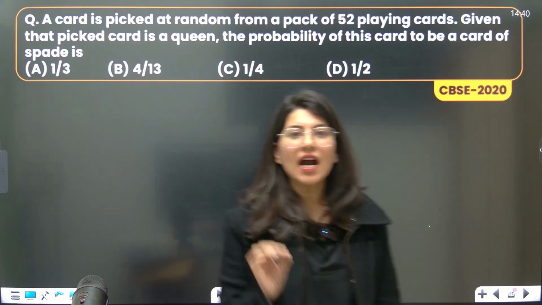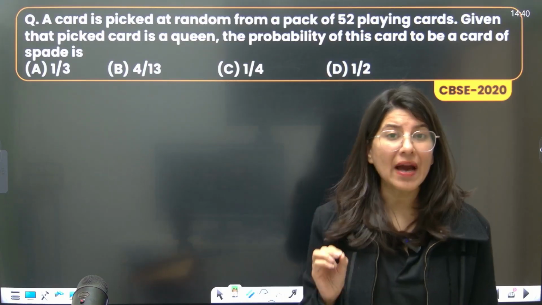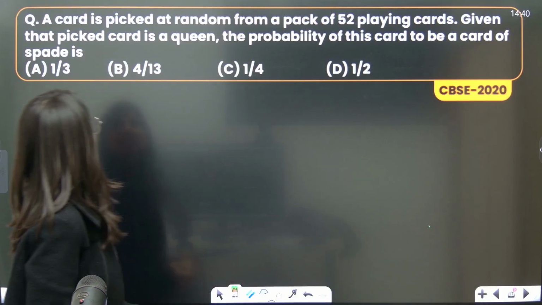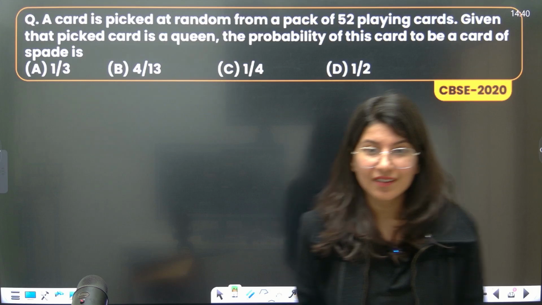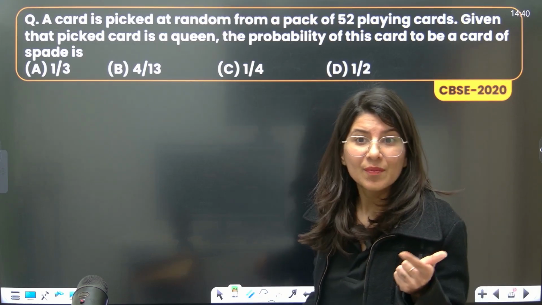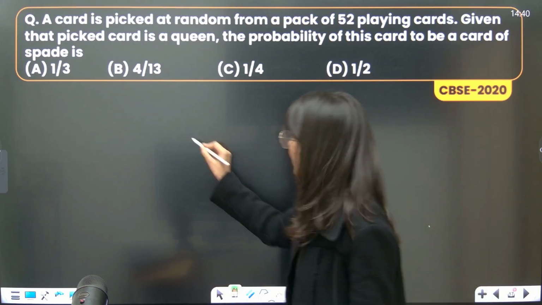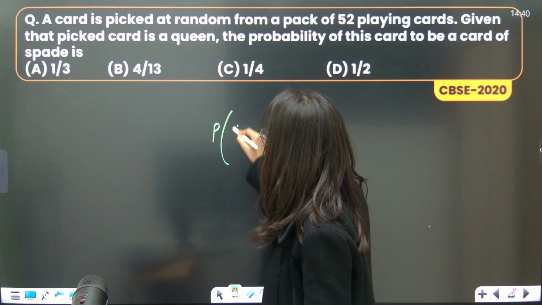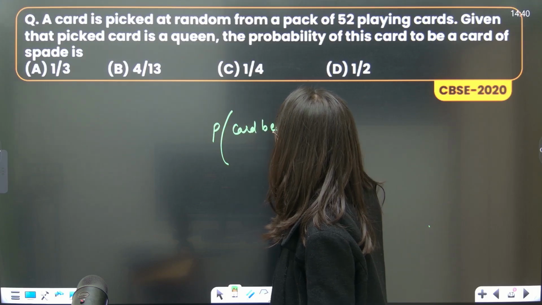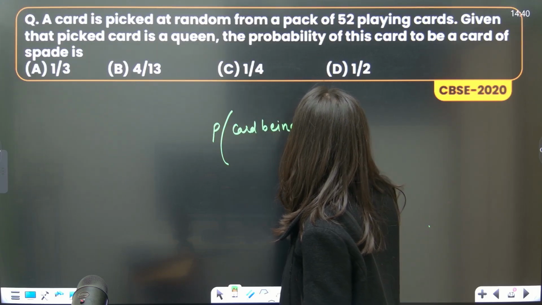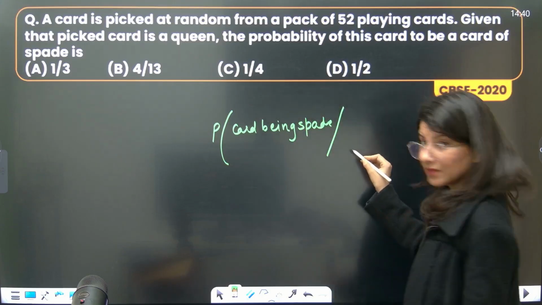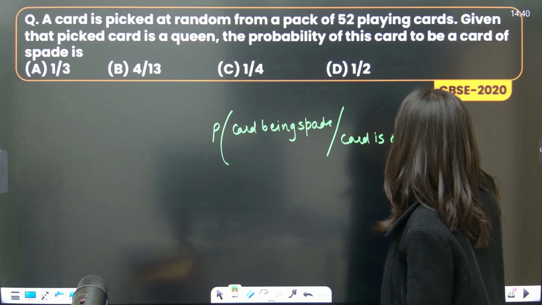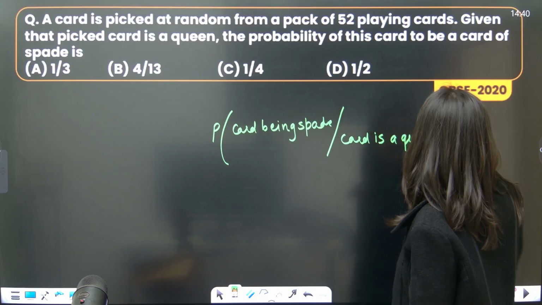Now, shall we move on to the next problem? Yes. A card is picked at random from a pack of 52 playing cards. Given that the picked card is a queen, what is the probability of this card being a spade? So basically what they are asking is the probability of the card being a spade given that the card is a queen. Okay, so first of all, we have made this very sure.